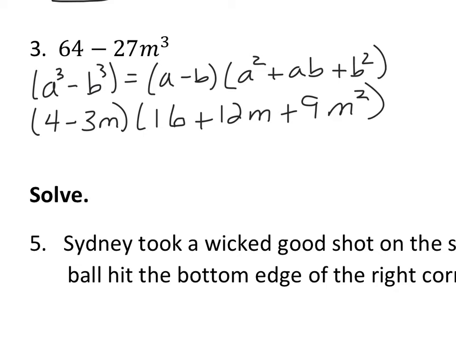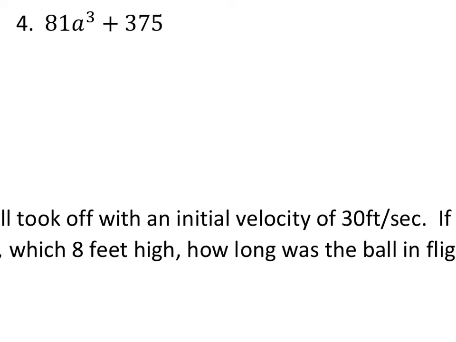All right, so this factors out as the cube root of 64, which is 4, minus the cube root of 27, which is 3, and the cube root of m cubed, which is m. So 4 minus 3m are my a and my b. Now I'm going to square, multiply, square. So 4 squared is 16, plus multiply 4 times 3m, I get 12m, plus square the negative 3m, I get 9m squared. And that's it. That's your final answer.